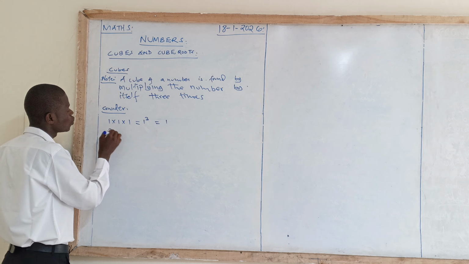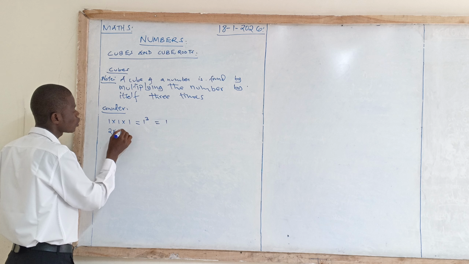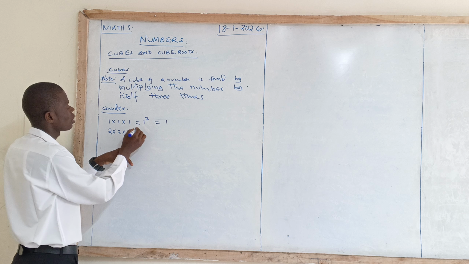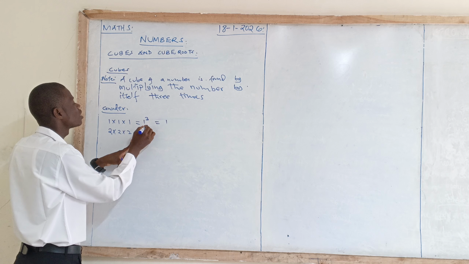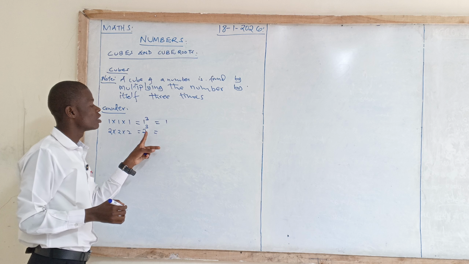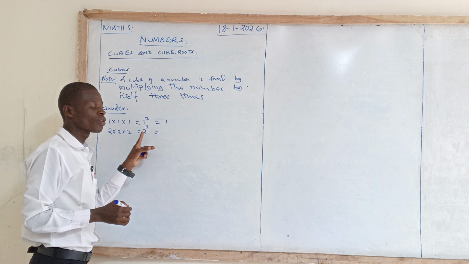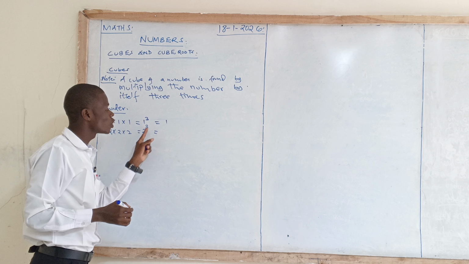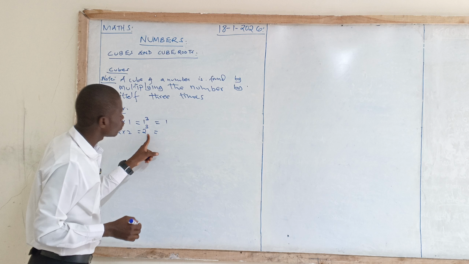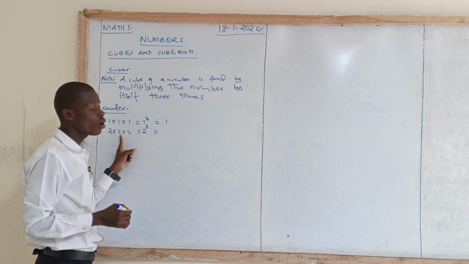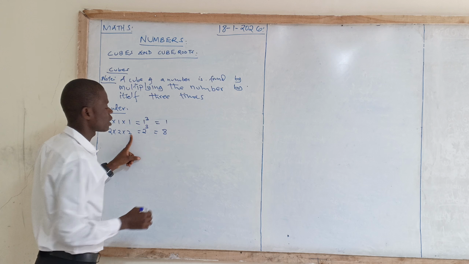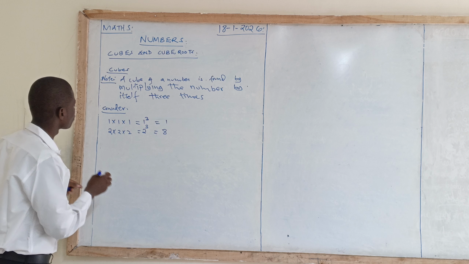If we talk of 2, 2 times 2 times 2. 2 is multiplied by itself how many times? 3 times. So it is 2, write that 3 there. So it is read as 2 cubed or 2 raised to power 3. So 2 times 2, that is 4. 4 times 2, that is 8. So 2 cubed is 8. That is what you need to understand.